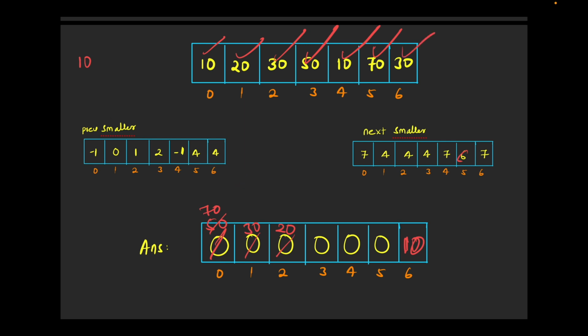Now I came at 30. So what is 30? 7 minus 4 minus 1, which is nothing but 2. So let's update. Is my 30 greater than or equal to 30? No. So simply keep it as it is. Okay, we have updated it.